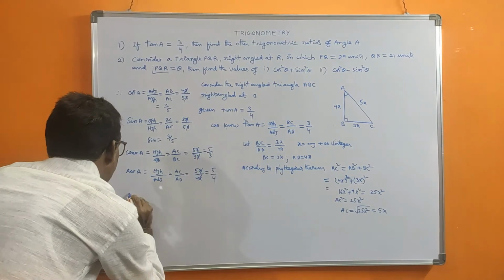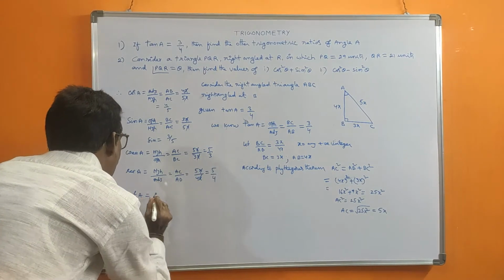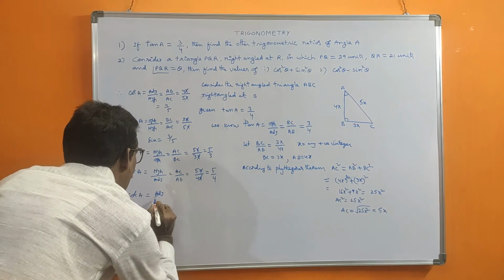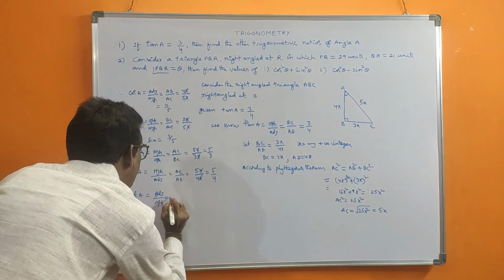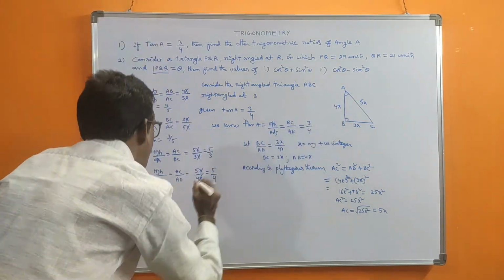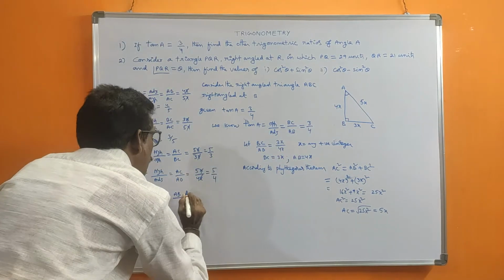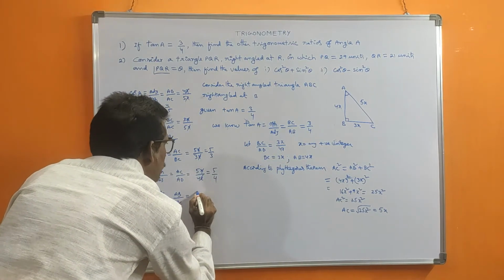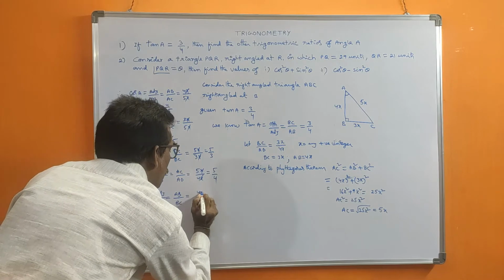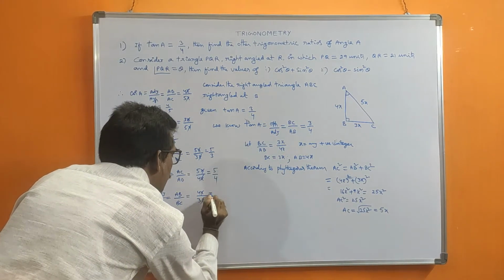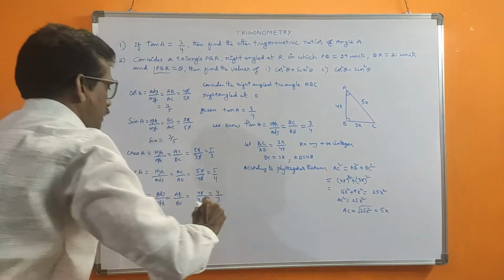Last, cot. Cot is equal to, what is the formula? Adjacent side by opposite side. For that angle A, adjacent side is AB by opposite side BC. AB value is 4x from that, and BC value is 3x. X cancels, 4 by 3.